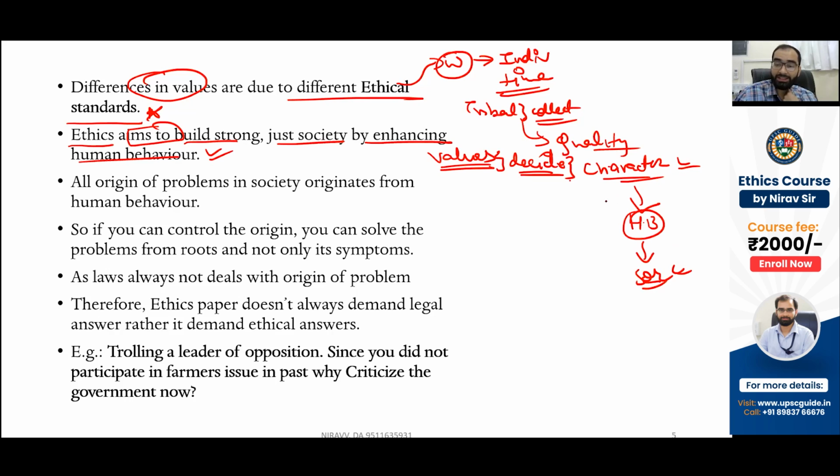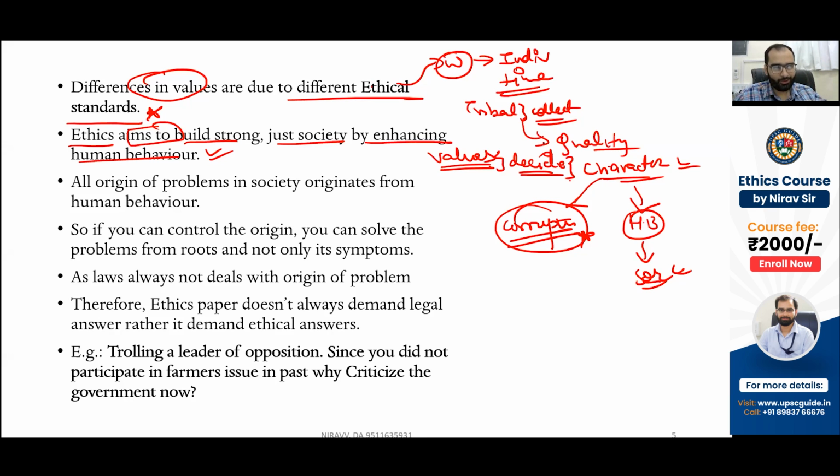Now look at an example, corruption in India. When we discuss the corruption chapter, how do you see corruption in India? Usually it is seen as a norm. It is a chalta hai attitude. Yes or no? It is a social evil, but it is seen as normal. Yes or no? This can be easily depicted.